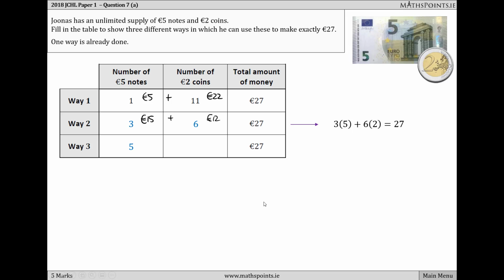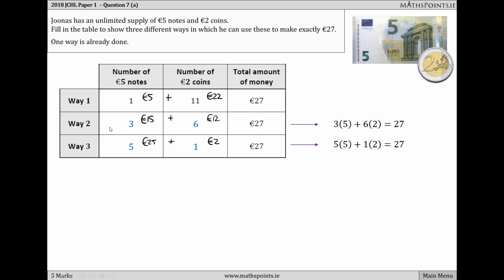The final way we could do this is we could have 5 €5 notes, so that's going to be €25. And then if we have €25 out of the 27, well then we only need one €2 coin, so one €2 coin is obviously just €2, and €25 plus €2 is 27, and again just to check that, 5 by 5 plus 1 by 2 is equal to 27.